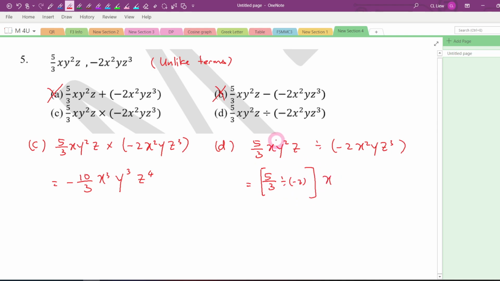For the x part, this is 1, this is 2. It means 1 minus 2. For the y part, this is 2, this is 1, 2 minus 1. Why? Because we divide, that's why we use minus. For multiplication, we plus. For z, this is 1, this is 3, 1 minus 3. You can press your calculator, or if you want to do it manually, you can change it to multiplication, and this is negative 2. Maybe I write it this way for you.